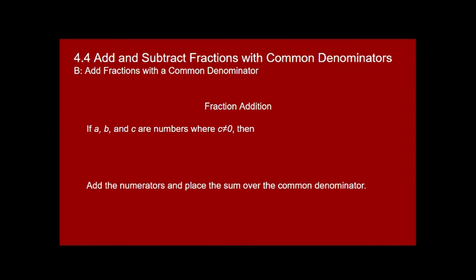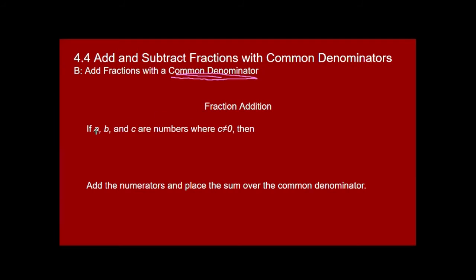So now we're moving on to section B. Section B is add fractions with a common denominator. A common denominator means that the numbers under the fraction bars are the same. So hopefully that's not new to you, but let's talk about what that is formally.